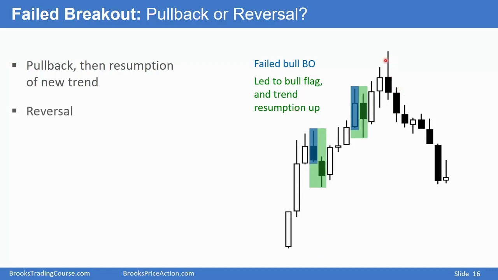Look at this one up here. Take a look up here. Failed bull breakout, and this time, instead of leading to a bull flag, it tried to be a bull flag here. In fact, it led to a trend reversal. So here we have failed bull breakouts creating bull flags. Here we have a failed bull breakout creating a trend reversal.